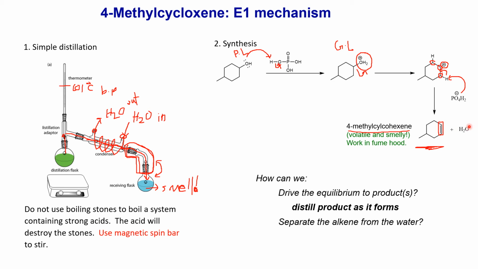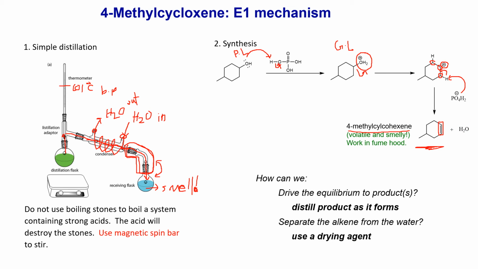So now we have another problem. How do we get rid of this water? We do get 4-methylcyclohexene, and we are also getting water. So we need to get rid of this water. How do we do that? Well, we have to use a drying agent. A drying agent means getting rid of this water. So how do we do that?